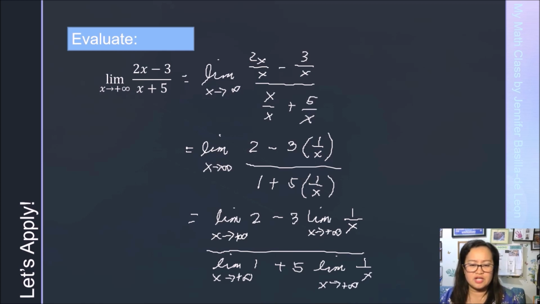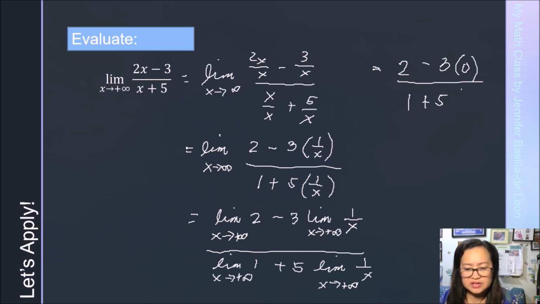Now we simplify further, we will have the limit of a constant is always equal to that constant, 2, minus 3 times the limit of 1 over x as x approaches positive infinity, which is 0. Okay. Then we have the limit of 1 is 1 plus 5 times the limit of 1 over x as x approaches positive infinity. That would be equal to 0. So hence we would have 2 over 1, or simply 2.